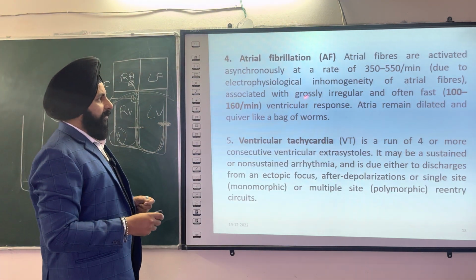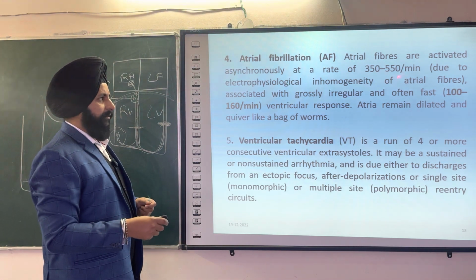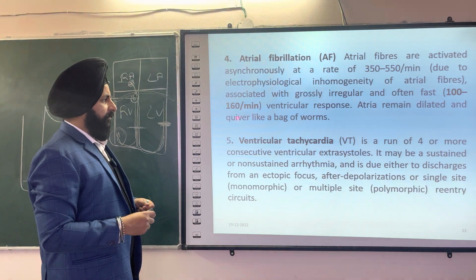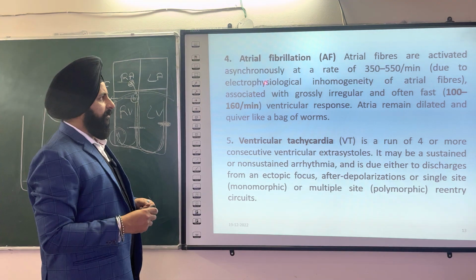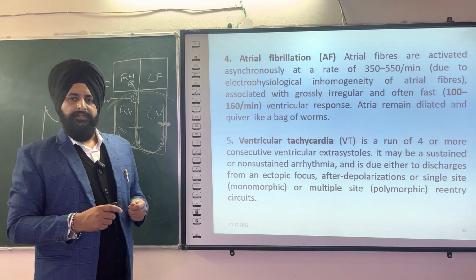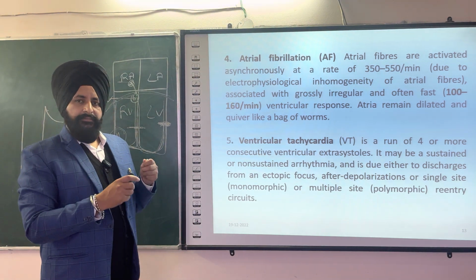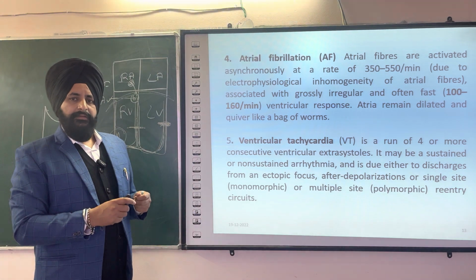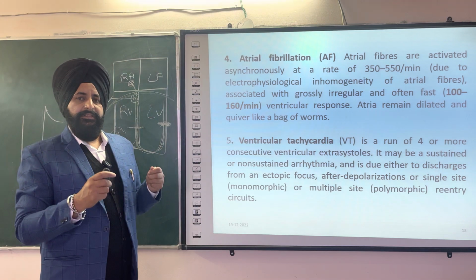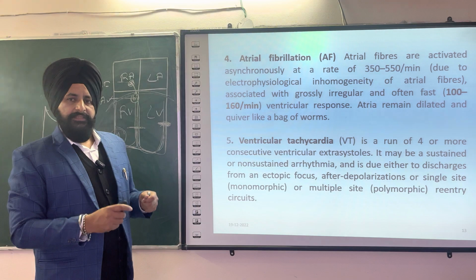Now, atrial fibrillation is the condition where the heart rate will be around 350 to 550 per minute, and in this case, what will happen? This can be again due to abnormal automaticity of the heart, and it can be due to myocardial infarction associated problems, or it can be due to excessive sympathetic tone, increased intake of nicotine, excessive smoking, such types of conditions.